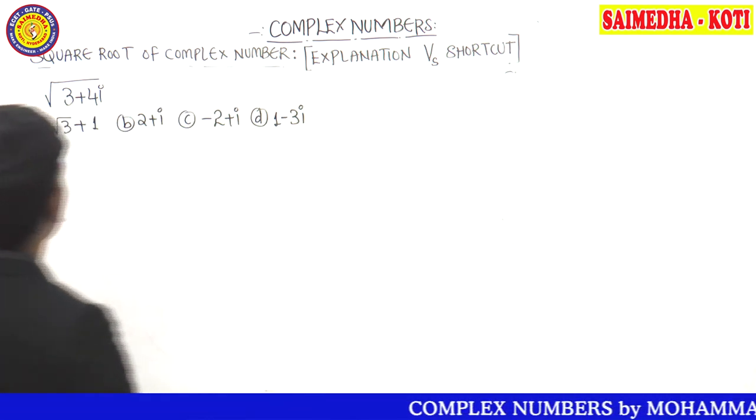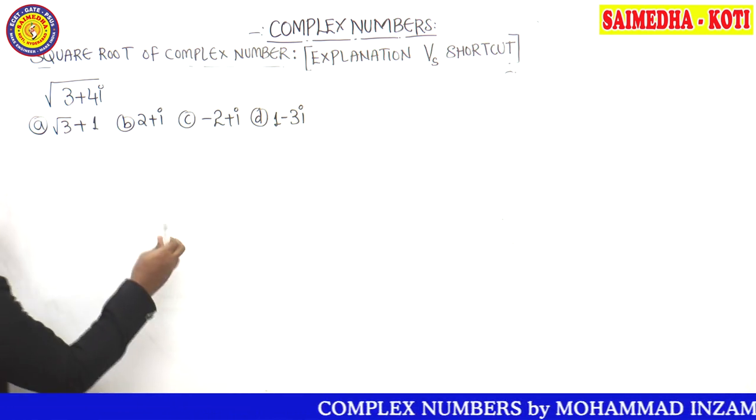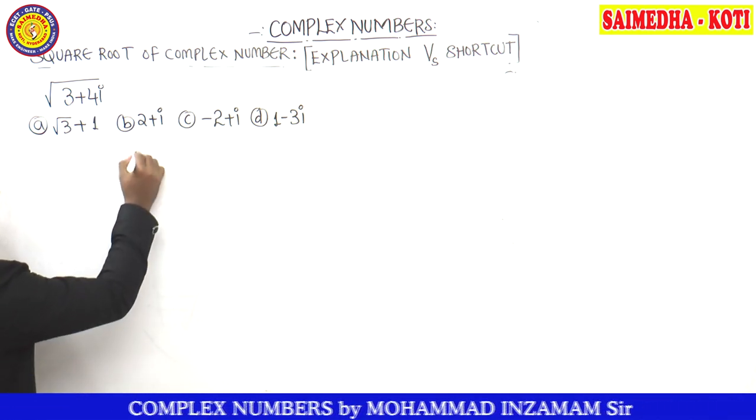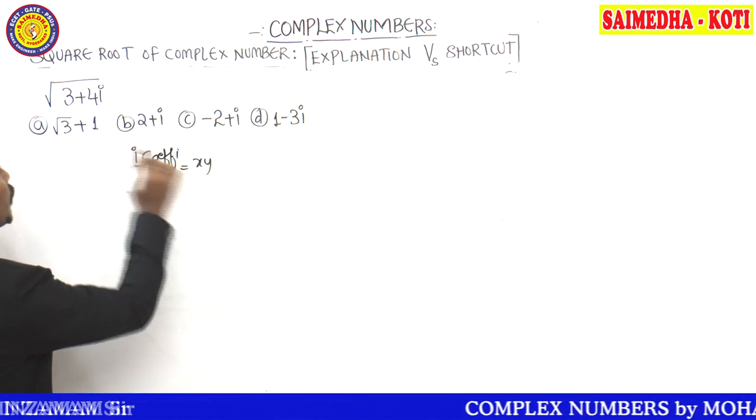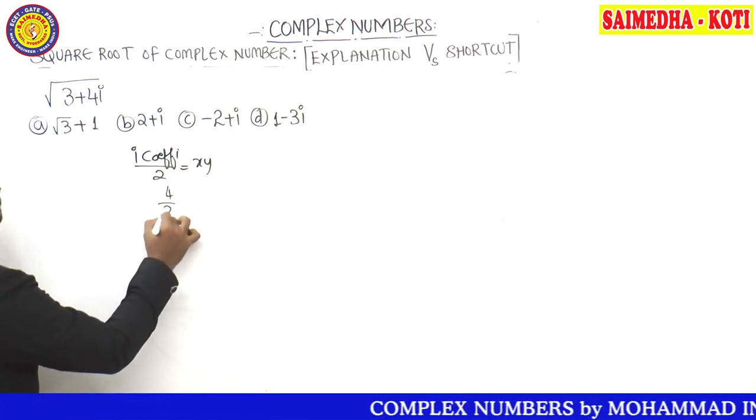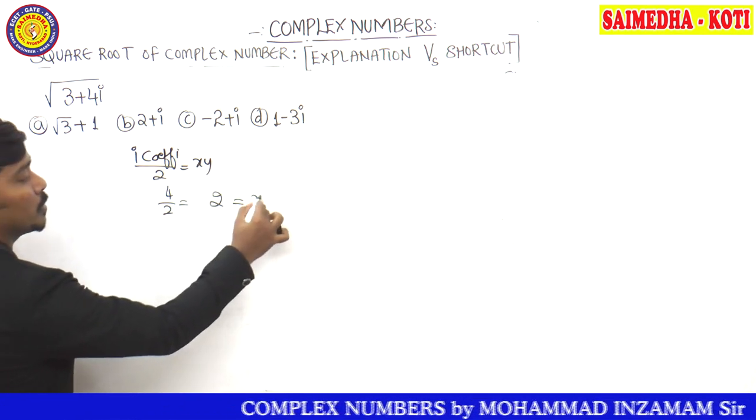Question given on the board is root of 3 plus 4i. What is step 1 to solve? We need to take I coefficient divided by 2, which equals xy. What is the I coefficient? 4. 4 divided by 2 is how much, guys? 2. 2 equals xy.